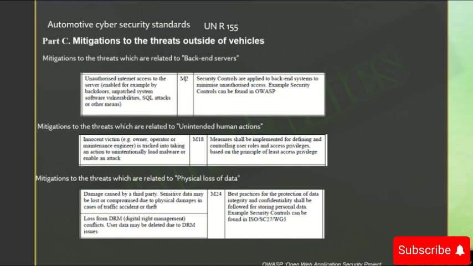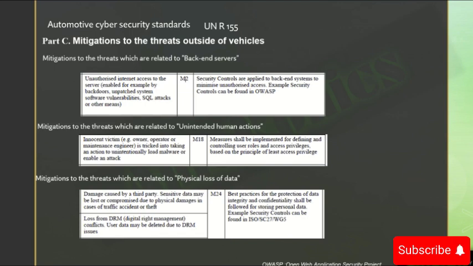Then comes part C. Basically, part C deals with the mitigations to the threats which are outside of the vehicles. That is, mitigation to the threats related to the backend servers that we talked about. So, unauthorized internet access to the server, basically enabled, for example, by backdoors, unpatched systems, software vulnerabilities, SQL attacks or other means. The mitigation would be that security controls are applied to the backend system to minimize unauthorized access.